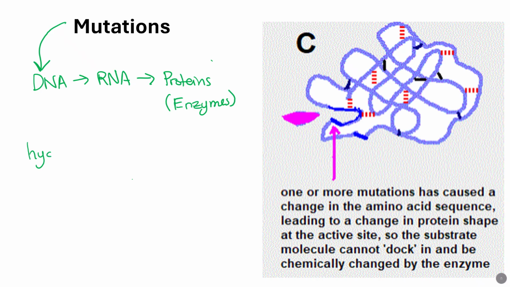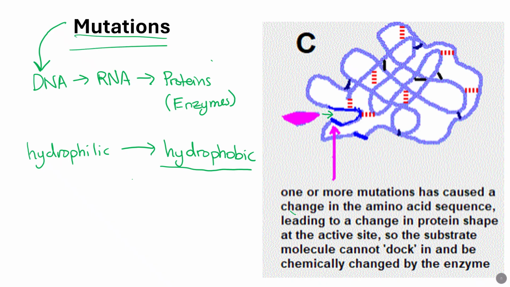We had a hydrophilic amino acid, and it got mutated into a hydrophobic amino acid. Well, this hydrophobic amino acid will cause the enzyme to change its shape to the point where the substrate can no longer bind to that active site. Thus, it cannot catalyze that substrate into the product anymore. So mutations again limit the efficiency of the enzyme.